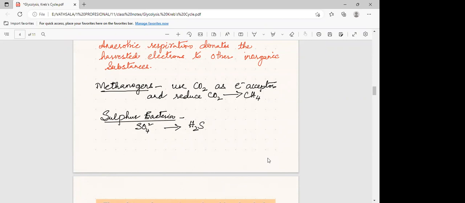So what happens in sulfur bacteria? Sulfur dioxide is reduced to hydrogen sulfide. That's why wherever sulfur bacteria are there, you get that stinking smell. Hopefully you know that H2S has a rotten egg smell.